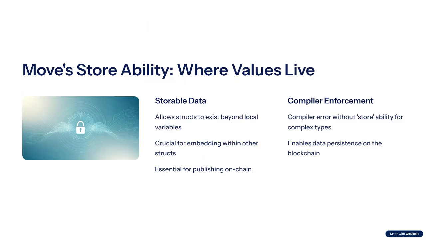If copy and drop answer how a value travels, store answers where it lives. Without this ability, a struct can exist only as a local variable. Try to embed it in another struct or publish it on chain, and the compiler smacks you down. Consequently, nearly every serious type lists store. It also shows up in generic constraints, struct Box, ensuring the contents are storable before the compiler ever monomorphizes templates.